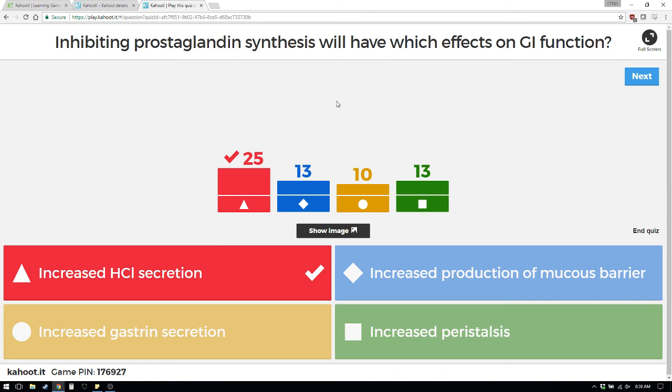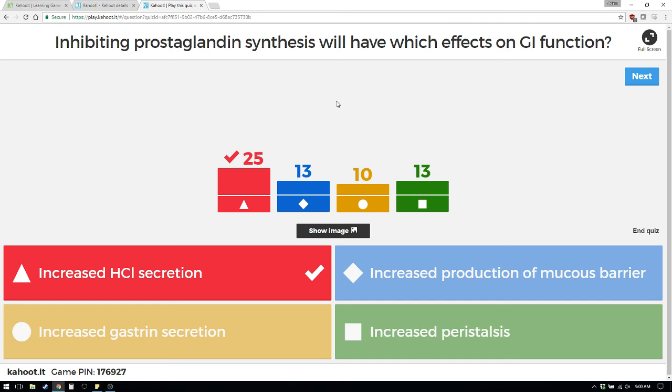If you go back to your slide where you're looking at the different influences, things like acetylcholine, things like histamine, things like gastrin, you saw that prostaglandins actually have a protective effect on the stomach. Increased activity would block HCl secretion, or at least diminish it a little bit. But also, what's the other important thing that prostaglandins do? Yeah, mucus barrier is really important there, right?